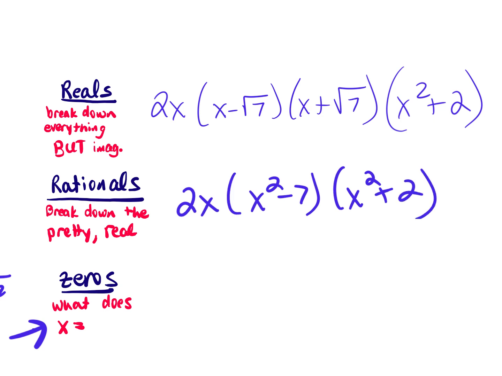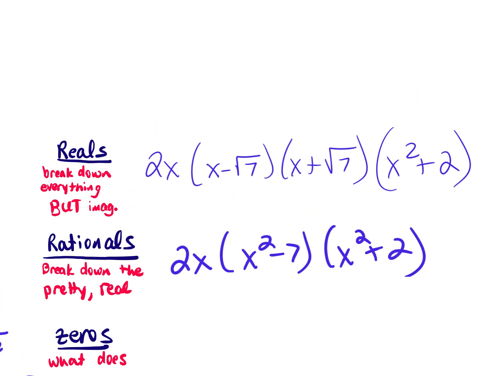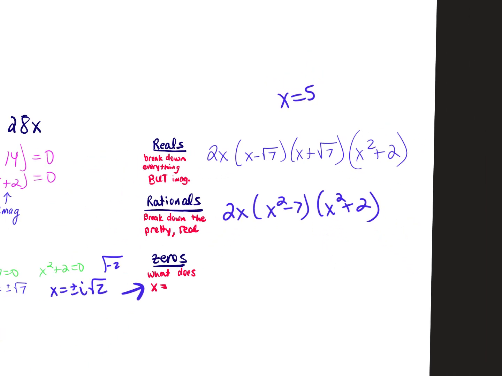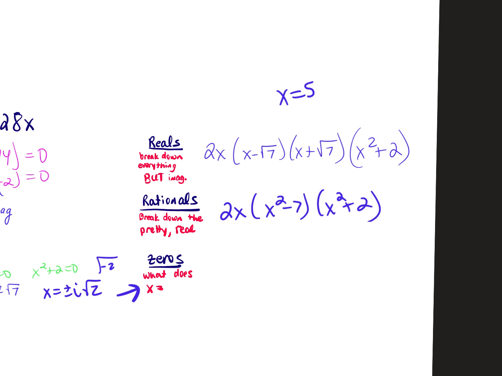You have to understand what the differences are. If you had an x value of x equals 5, is that real? Is it rational? Can you take your finger and go, oh, here's 5? So that would be broken down as x minus 5. You have to pay attention to what? If the answer is going to give you a real pretty number, you can always break it down. If it's only going to give you a yucky irrational, you can only break it down over the reals. You have to pay attention to what the directions are saying. And then your zeros are just for all of it. What does x equal? Questions?